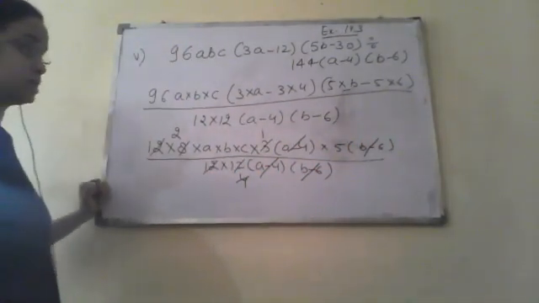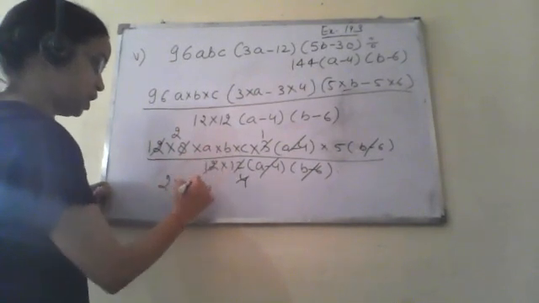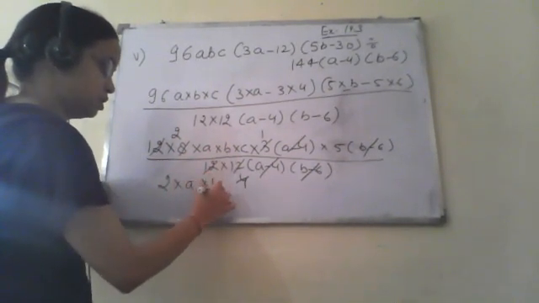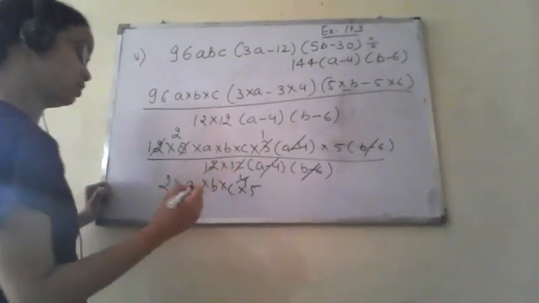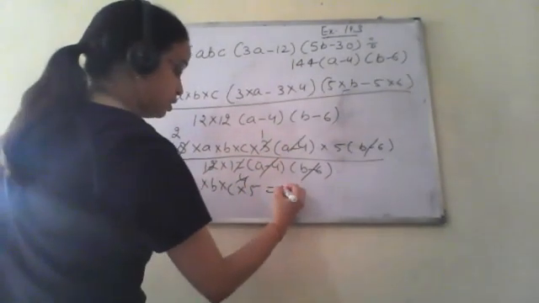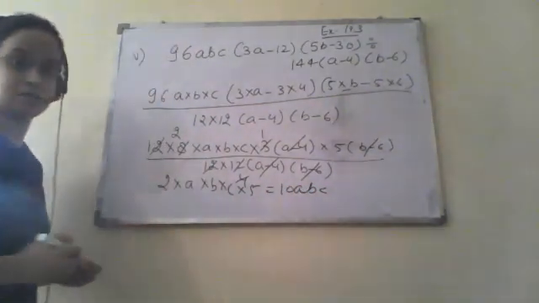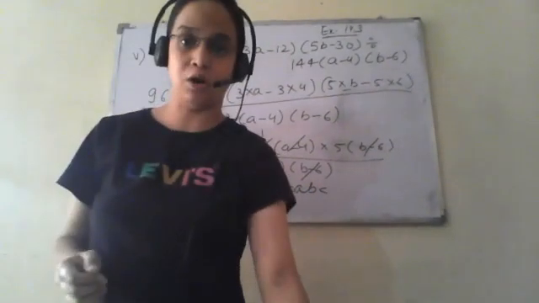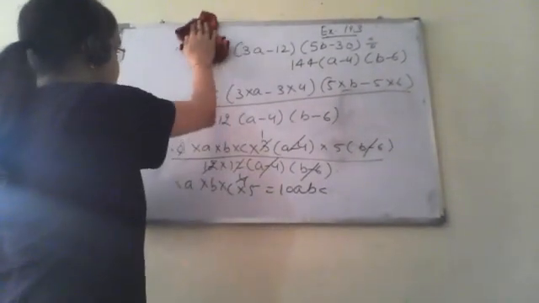So now what is left in the numerator? We are left with 2, this a, this b and this c and that 5. Clear? So 2 fives are 10 and here it is a, b, c. So 10abc is the answer. I hope this is clear to you all. Now next question.